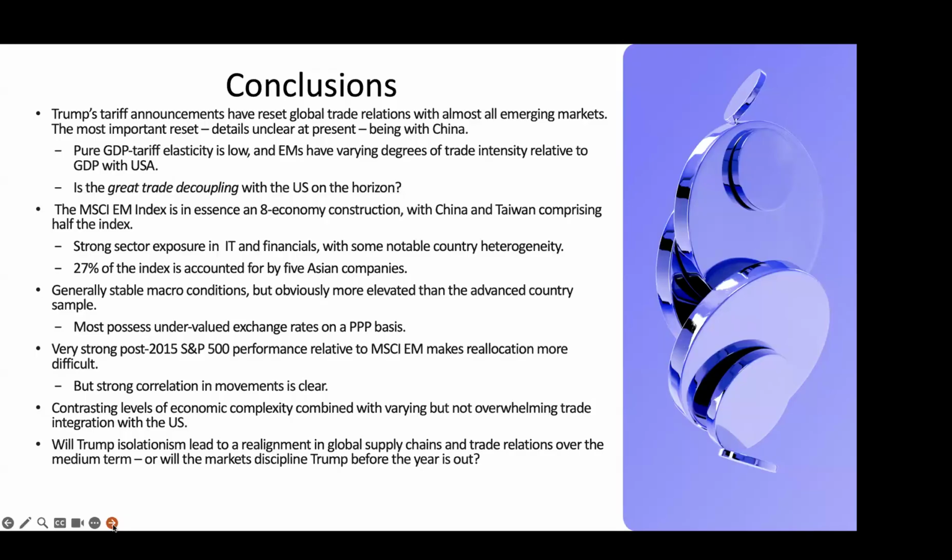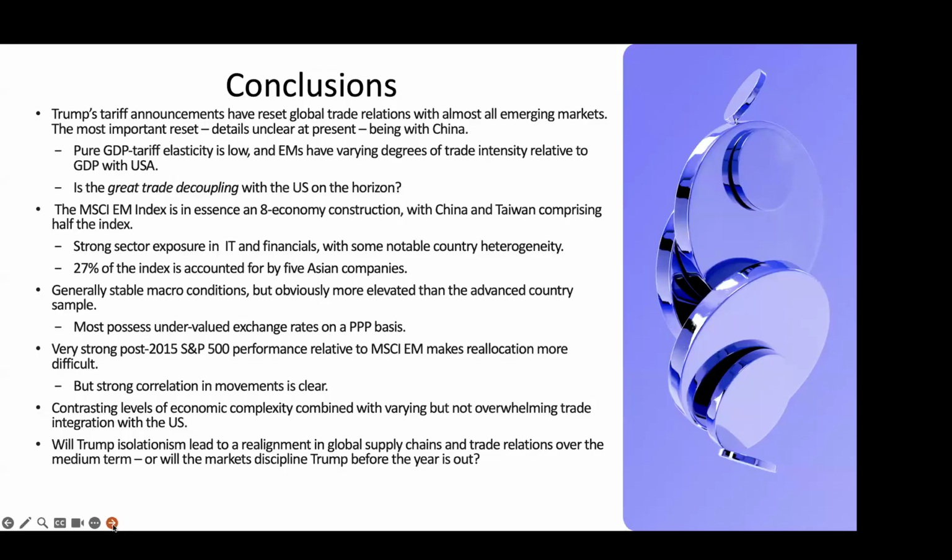I then took you through the EM index. Just to repeat, it's an eight economy construction effectively. China and Taiwan are half of that index. In your sector exposure, you're getting IT, financials, and consumer discretionary, but a lot of country heterogeneity. 27% of the index is in five Asian companies. So those are the five to watch, the big five, if you like. You can look at the full list. The top 10 as well are fairly easy to follow.